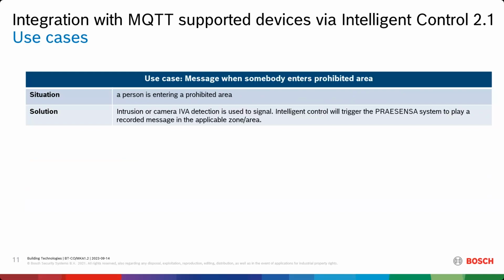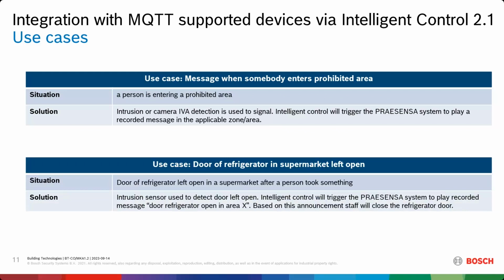Third one, somebody enters a prohibited area. Let's say there is an area in a building or near a railway platform or whatever, places where people are not supposed to be. Also there we can use a sensor, either in an intrusion alarm because a specific door is opened, or a camera because a certain area is entered. And then this sensor will create an event. This event we can use as an input for a logic rule. And here again, we can make an output or an action towards the PRAESENSA system that it needs to play a specific message.